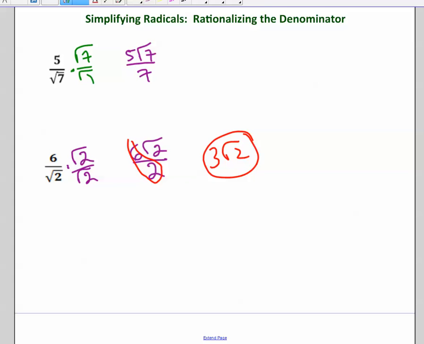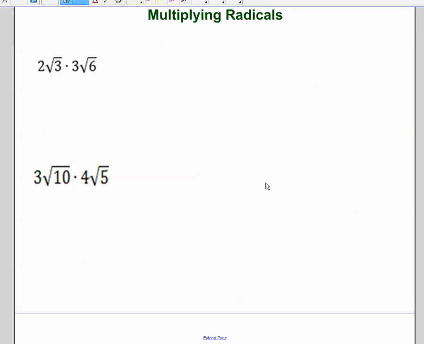All right? Now, multiplying radicals. Basically, the rule is numbers play with numbers, radicals play with radicals. So let's take a look at this. Numbers play with numbers. 2 times 3 is 6. And radical plays with radical. That's just radical 18. We're not done. What's the biggest perfect square? Remember, 4, 9, 16, 25. Looks like it's going to be 9, this guy right here.